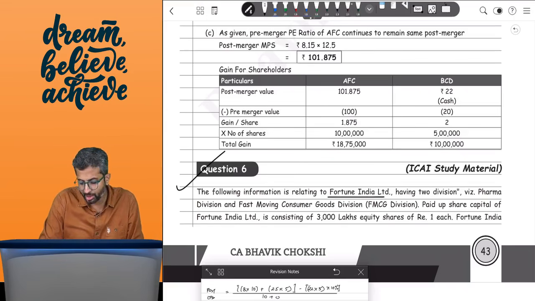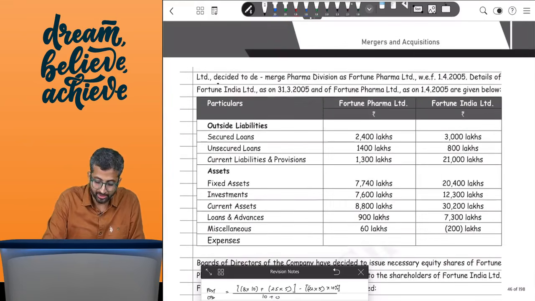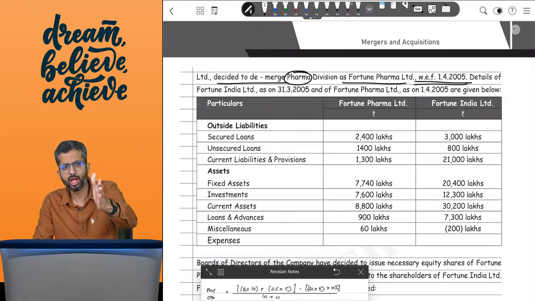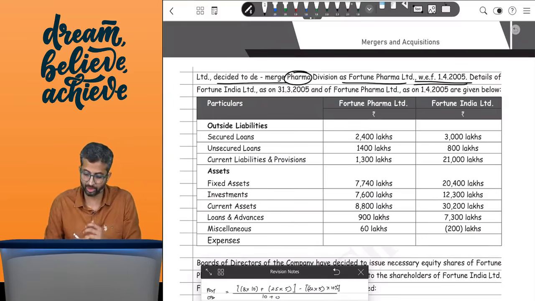Following information is regarding Fortune India Limited, having two divisions, that is a pharma division and FMCG division. So two divisions, pharma and FMCG. Paid up share capital of Fortune India is 3000 lakh equity shares of rupees 1 each. This is my existing paid up share capital of Fortune India. Fortune India decides to demerge the pharma division to Fortune Pharma, that is a new company, with effect from 1st April 2005, which means up to 31st March 2005, Fortune India comprised of both. From 1st April 2005, it comprises only of the FMCG division.